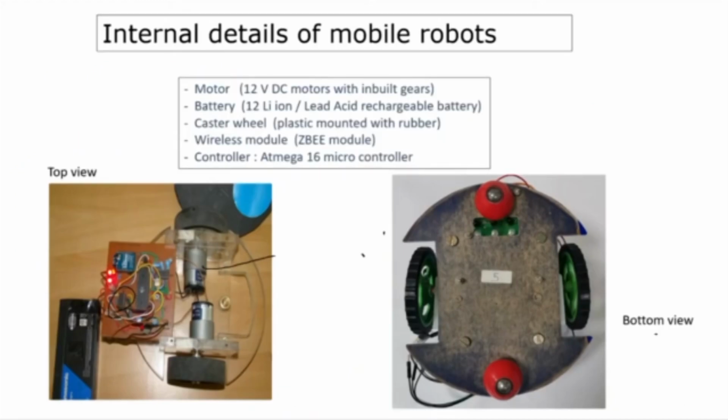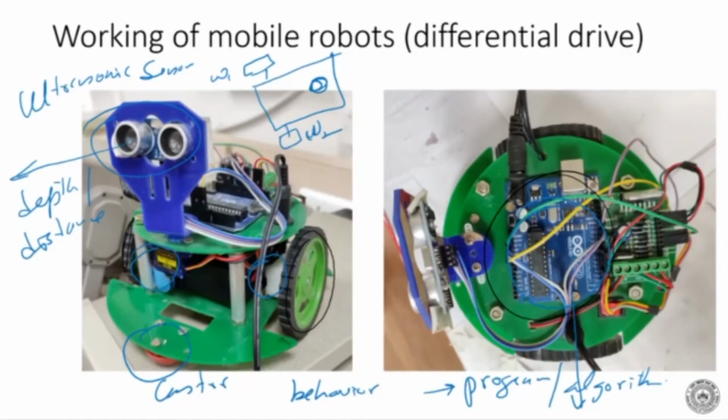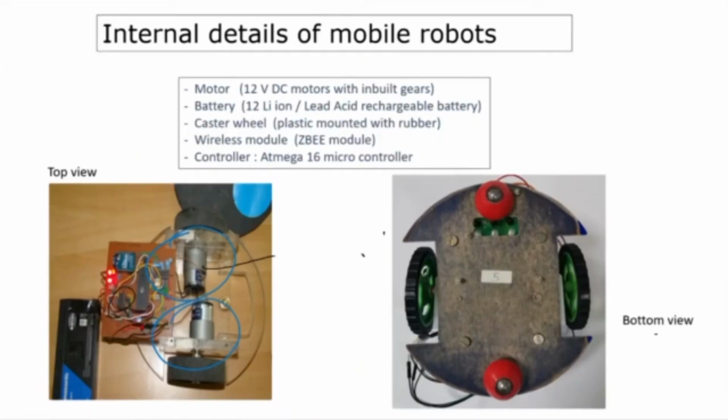Now this shows the internal details of the mobile robot. It has DC motors which are driving it, and in the previous one there was an ultrasonic sensor which is sensing if there is an obstacle in front. In this one there is an IR sensor. IR stands for infrared sensors. This can also check for color. For example, this is used in line following kind of robots.